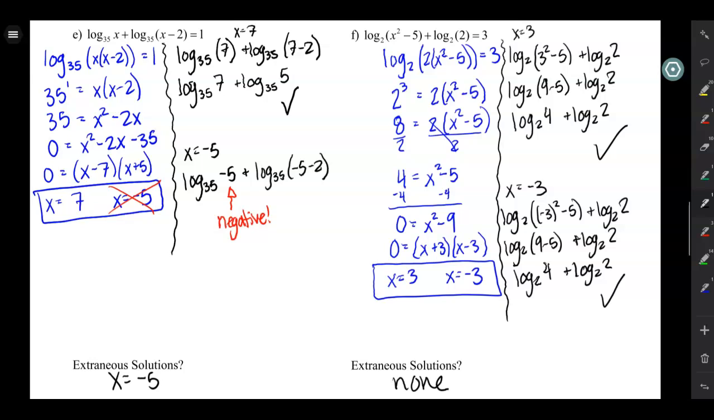One of the reasons that I really wanted to do example F and have you guys see that is that oftentimes students will find two solutions and they will assume that one of them has to be extraneous. And they'll often assume that the negative solution has to be extraneous. And that's sometimes the case, but not necessarily. So there are times when you're going to have multiple correct, real, non-extraneous solutions to a logarithmic equation.